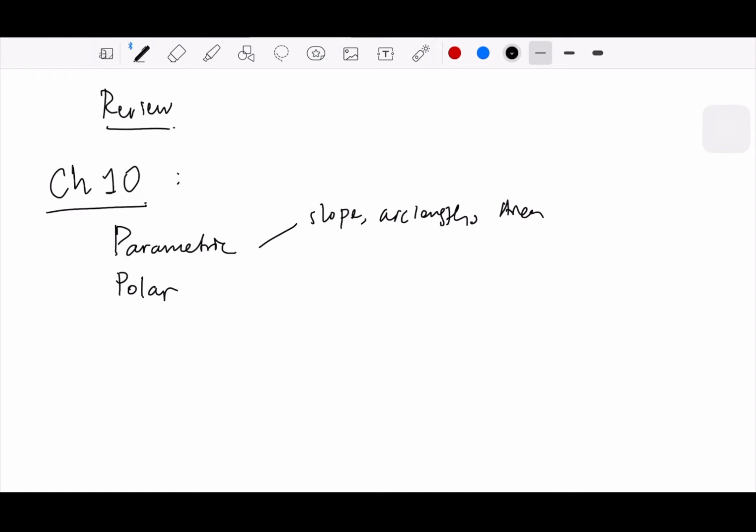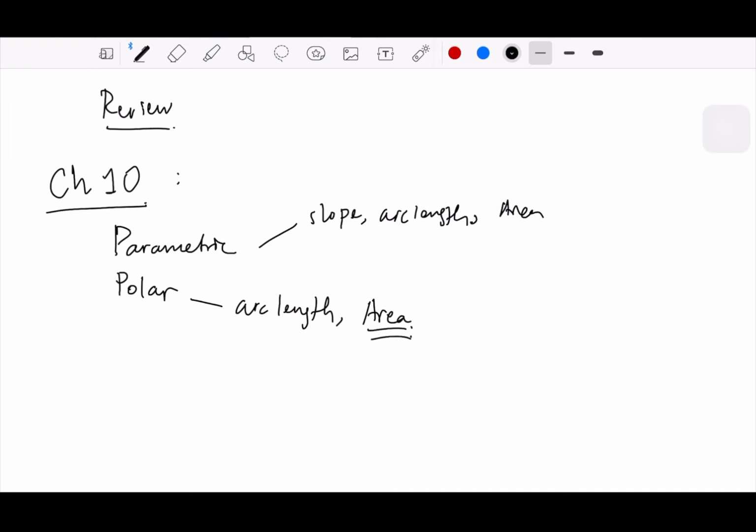And then the emphasis for the calculation will be more on polar. More on polar. It can be arc length. It can be the area. Especially finding the area of a region bounded by a polar curve. I hope you still remember. Try to do some exercise on the polar curve area.